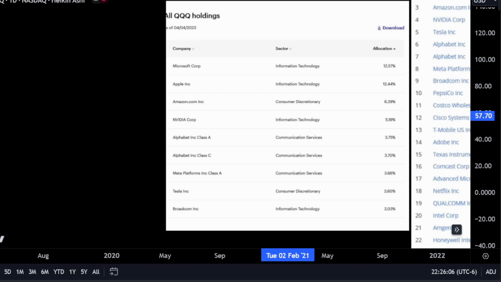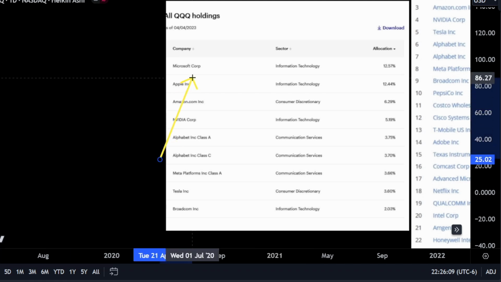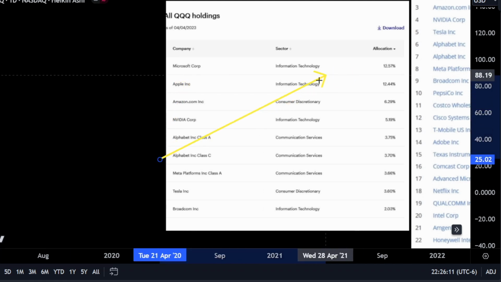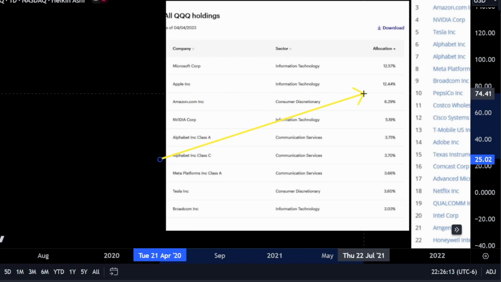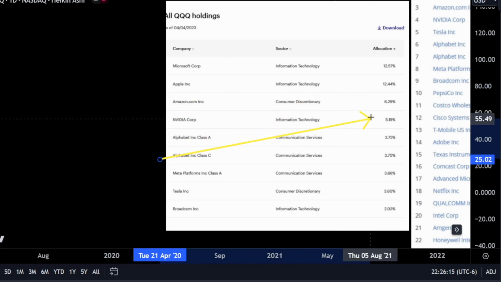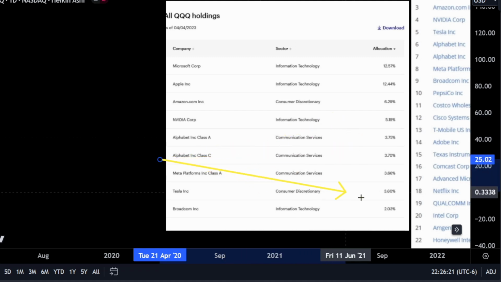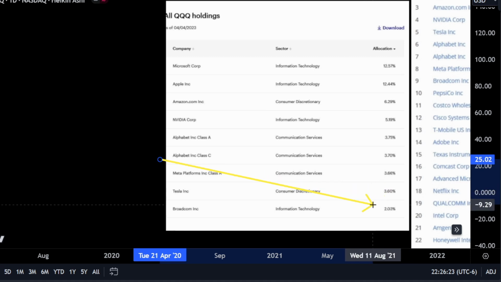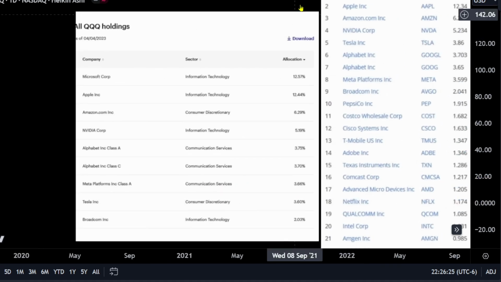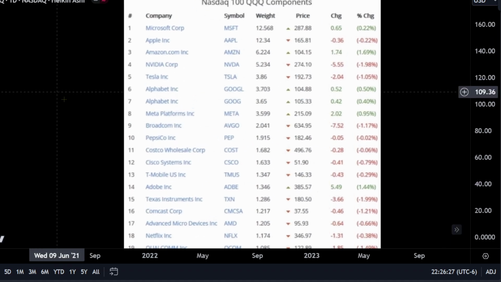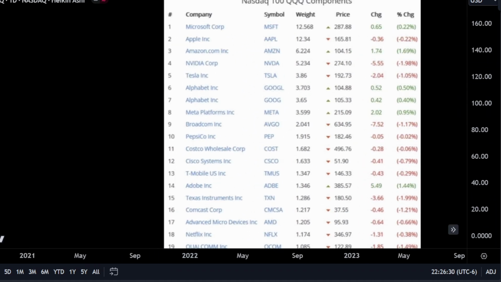So here's some examples. In the triple Qs, you have Microsoft at 12.5%, Apple at 12%, Amazon at 6%, NVIDIA at 5%, Google at 3%, Tesla at 3 point something percent, something like that. Now in the NAS, it's going to be different. So let's look at the NAS. Let's look at the top 10 real quick.